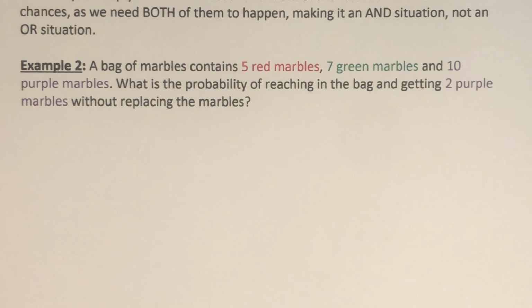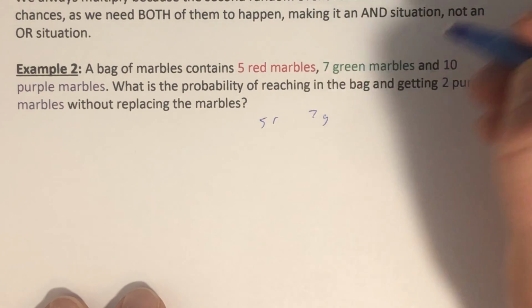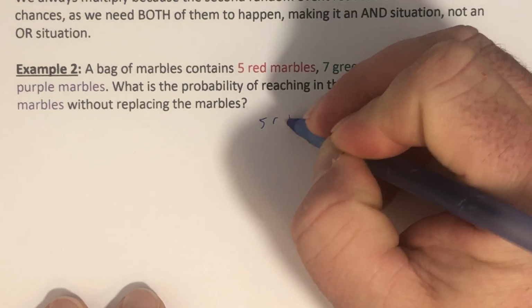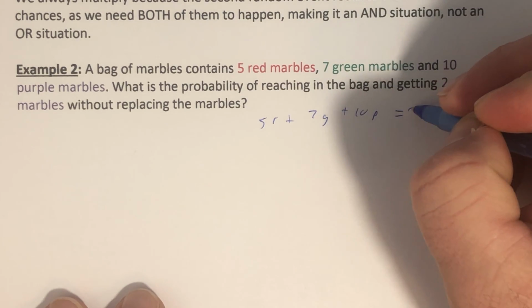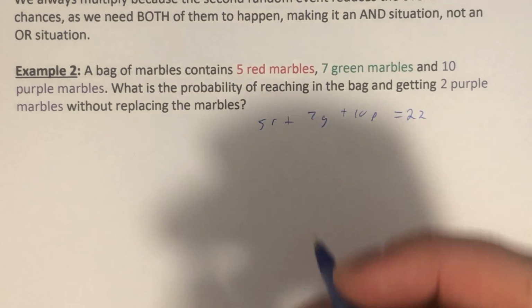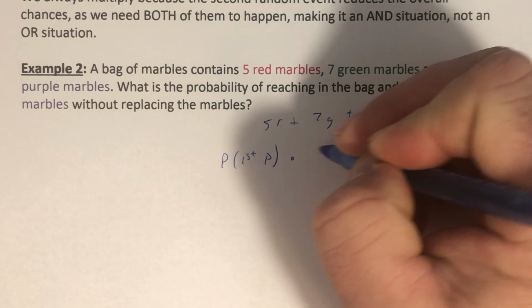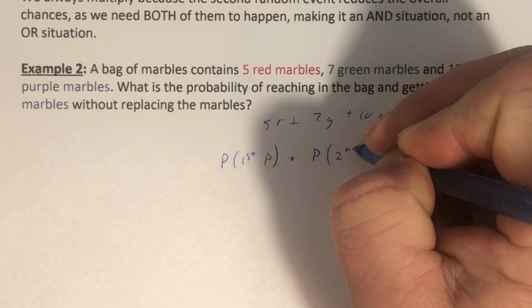Let's go on to example 2. In example 2, I have a bag of marbles. It contains 5 red marbles, 7 green marbles, and 10 purple marbles. What is the probability of reaching into the bag and getting 2 purple marbles without replacing? In this case, I have 5 red, 7 green, 10 purple. If I add all those up, I have 22 marbles. So what is the probability that the first one is purple, times the probability that the second one is purple?